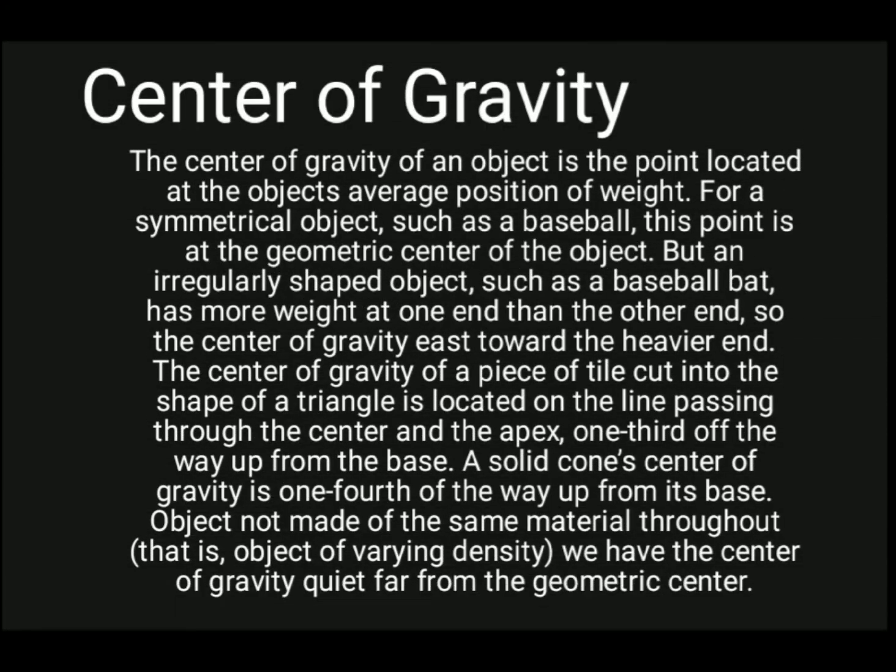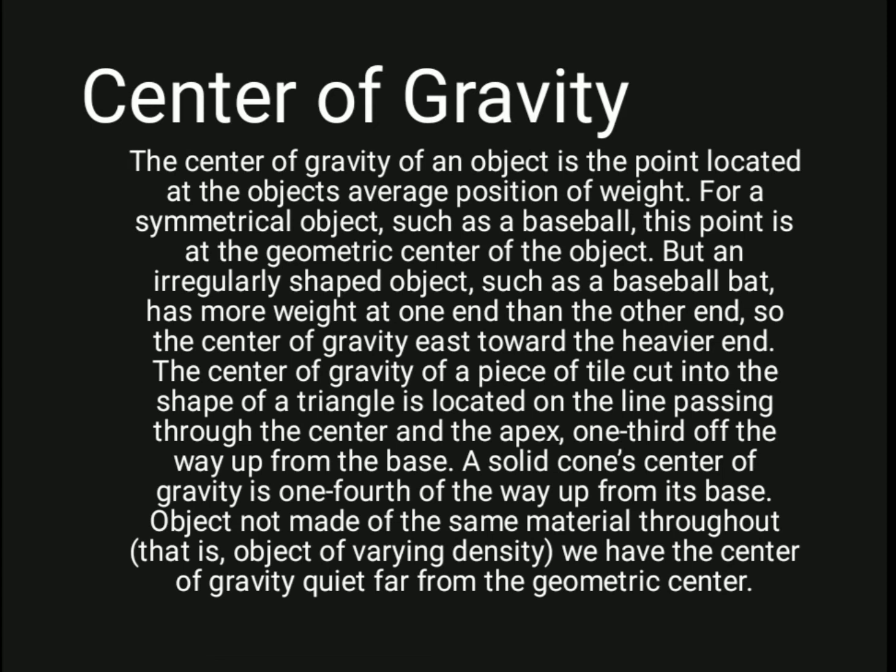Center of gravity. The center of gravity of an object is the point located at the object's average position of weight. For a symmetrical object, such as a baseball, this point is at the geometric center of the object. But an irregularly shaped object, such as a baseball bat, has more weight at one end than the other end. So the center of gravity is toward the heavier end.